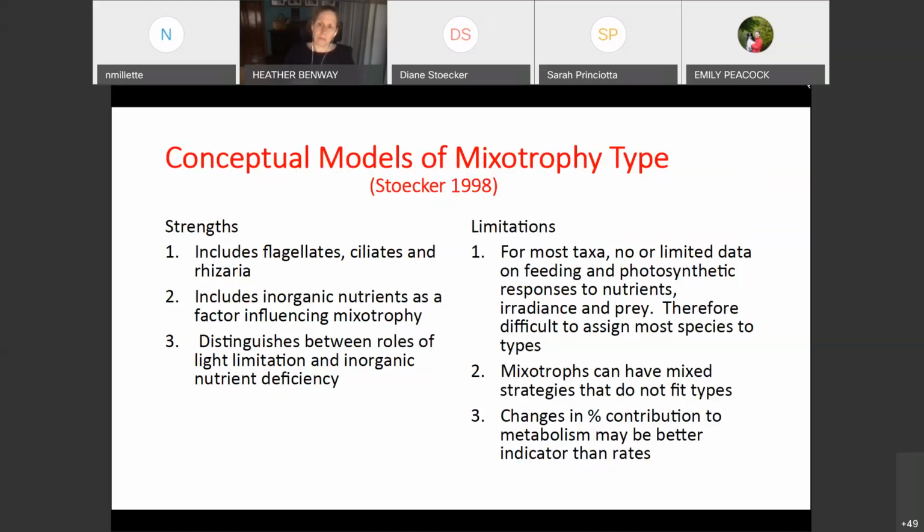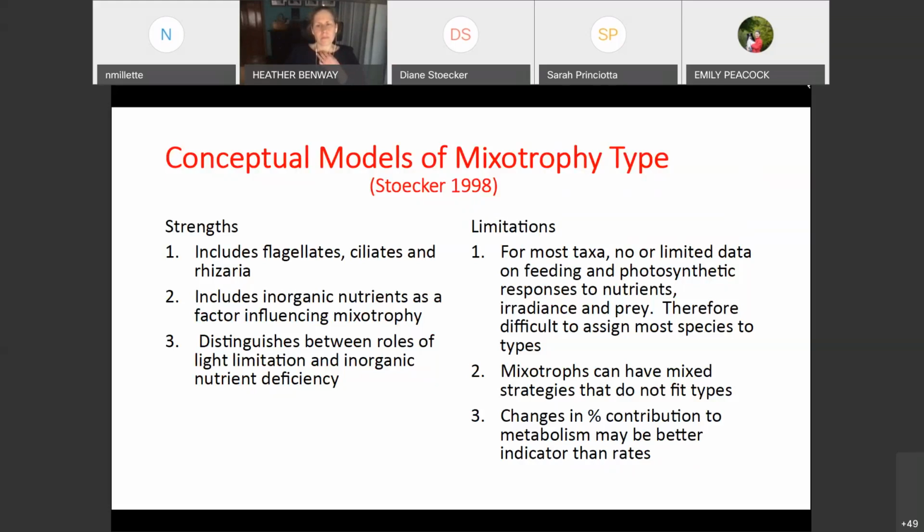It's hard to actually apply in the real world because for most taxa, there's no or very, very limited data on feeding and photosynthetic responses to nutrients, irradiance, and prey. We still only actually have that data for very few species. And therefore, if you know something's a mixotroph in the oceans, you can sort of guess that it might fit in one of these categories, but you actually don't usually have the data to put it in one of the categories. So I think that's a big problem in actually assigning new species or species that haven't been studied very much to one of these mixotrophy types. The other thing that I've realized more and more since then is that mixotrophs can have mixed strategies that don't really fit these types neatly.